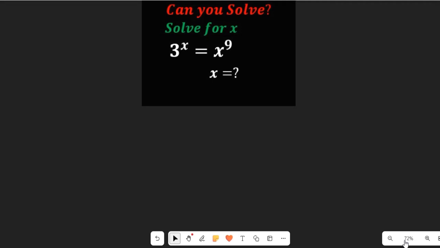Hello, in this video, let's learn how to solve for x in this nice exponential equation. We're asked to solve for x in 3 to the power of x equals x to the power of 9. If you look at this expression, you find out that the exponent of the left-hand side is equal to the base of the right-hand side. So how do we carry out the solution to this expression? Join me as we solve it.